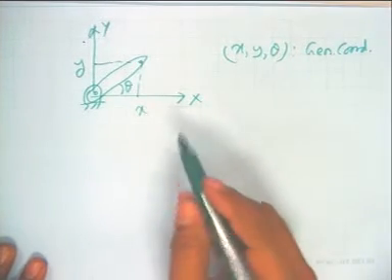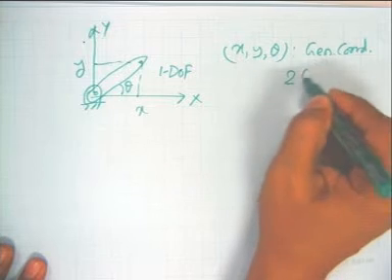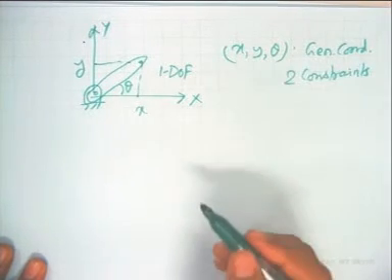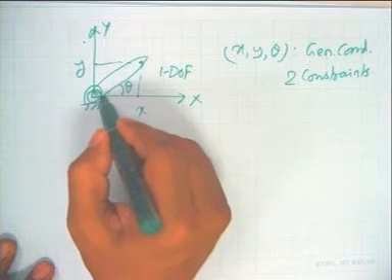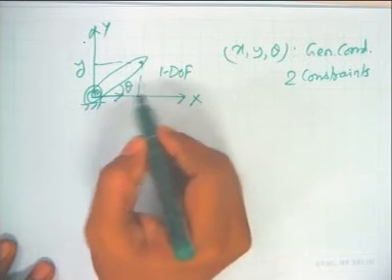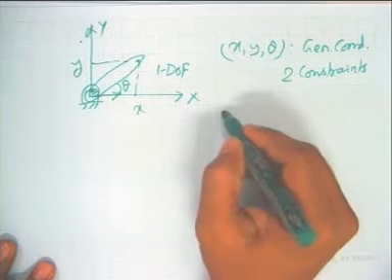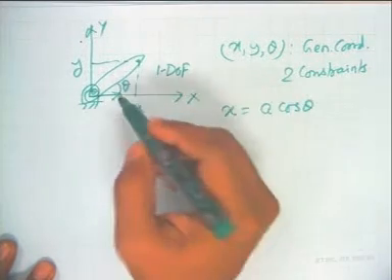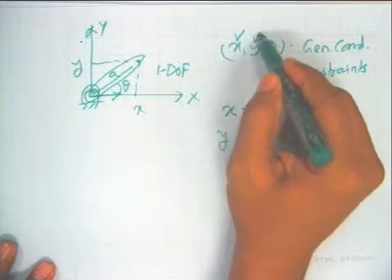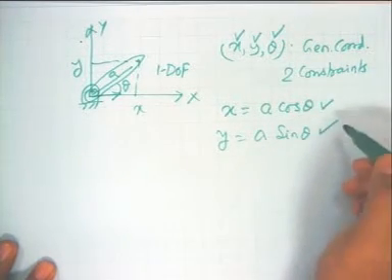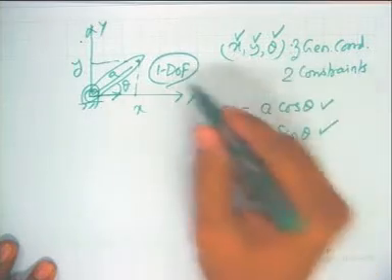For this system, we know it has 1 degree of freedom, which means it should have 2 constraints. What are the 2 constraints? The pin joint here does not allow this point to move along x, and does not allow it to move in the y direction. How do you express this in terms of equations? x is equal to a cos theta, where this is my a, and y is equal to a sin theta. So, I have chosen 3 generalized coordinates, out of which 2 are constrained. So, 3 minus 2 is 1 degree of freedom.